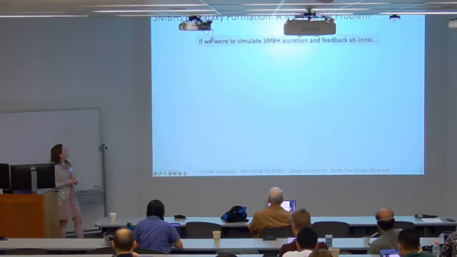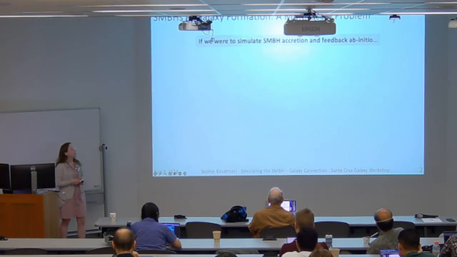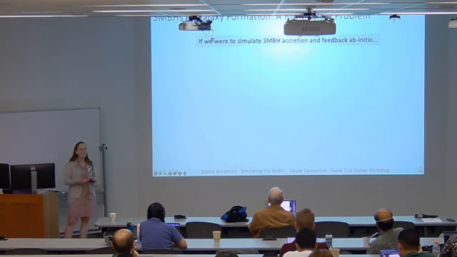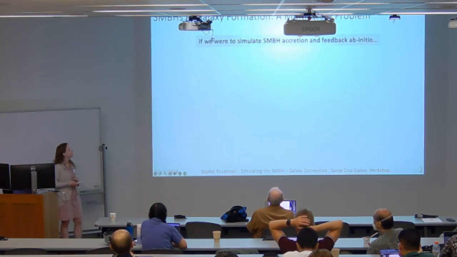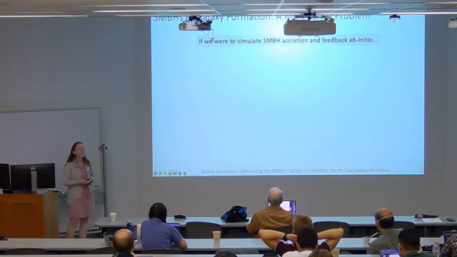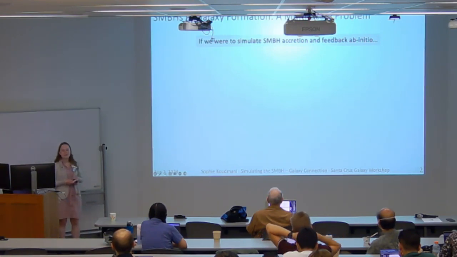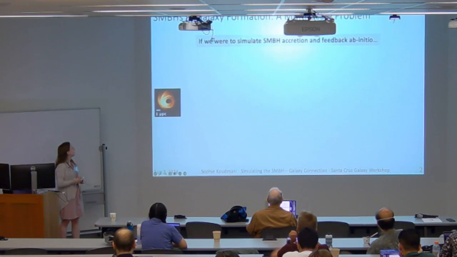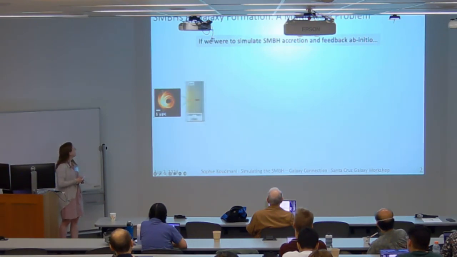But why is it so difficult to get this right? I'm sure most of you are familiar with the fundamental issue that we are facing when modeling supermassive black holes and galaxy formation, which is the vast range of relevant scales. If you were to simulate all of this ab initio, you would have to start at the event horizon, which for our Milky Way would be approximately microparsec scale.